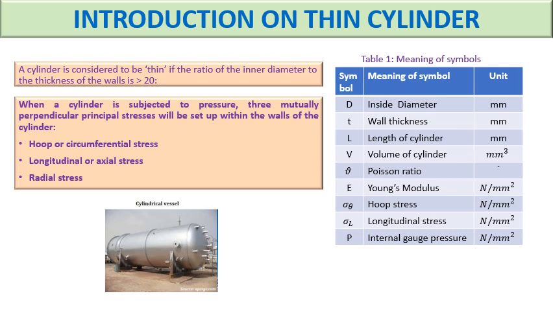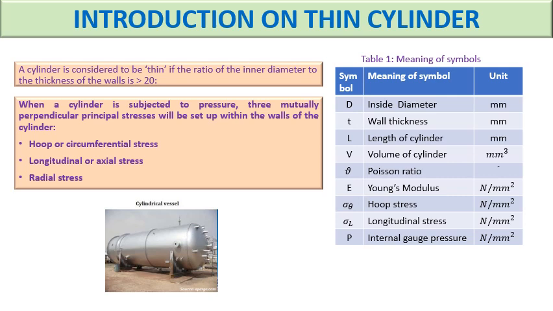If a pressure vessel is pressurized from inside, there are three major stresses that act on the walls of the cylinder. The first one is the hoop stress or the circumferential stress. The second one is the longitudinal stress along the longitudinal or the axial direction. And the third one is the radial stress. In our analysis, if we compare the values of hoop stress and the axial stress, the radial stress is very small. Hence we are considering only the hoop stress and the longitudinal stress.